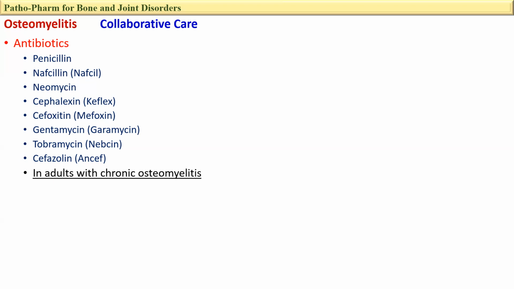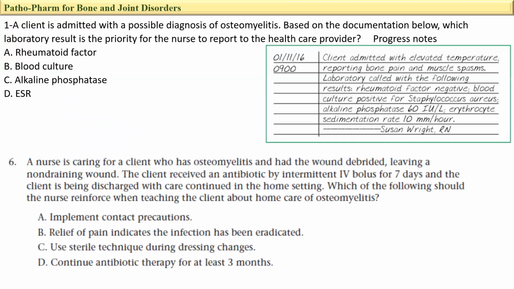Now, this is for the acute. In patients with chronic osteomyelitis, oral therapy with fluoroquinolones, for example ciprofloxacin, will be prescribed for 6 to 8 weeks instead of the IV antibiotics. That's for adults with chronic osteomyelitis.